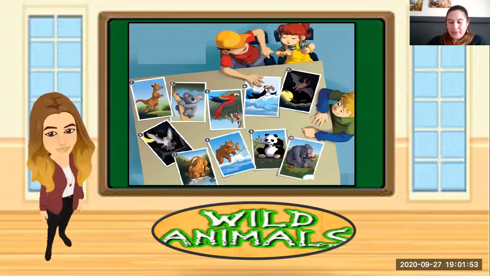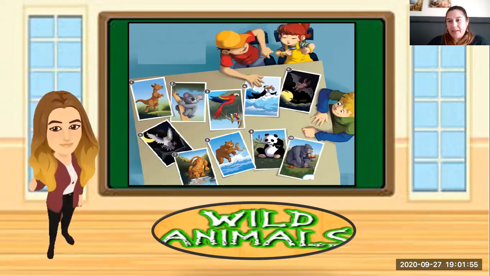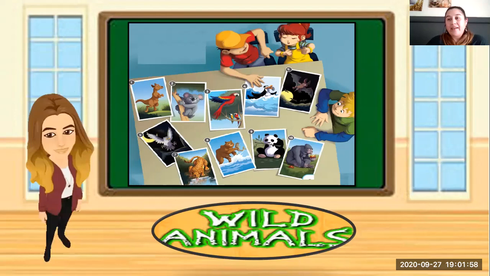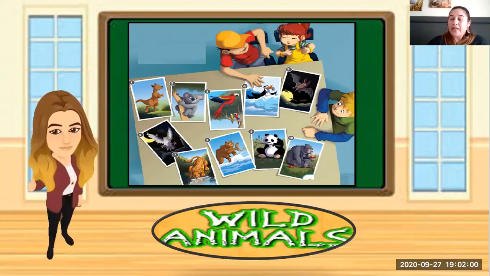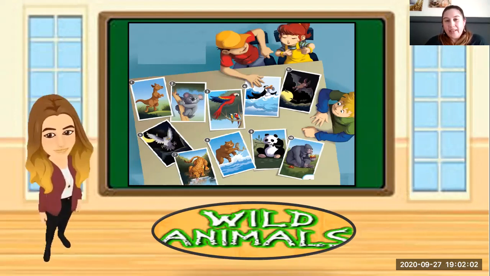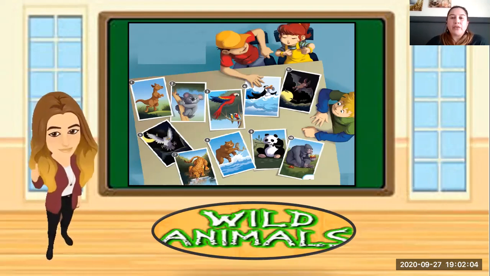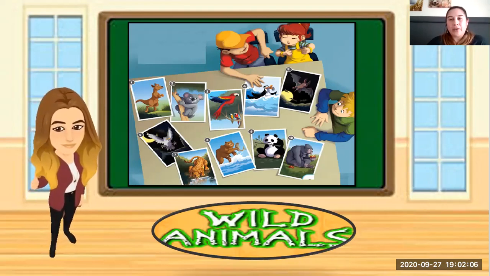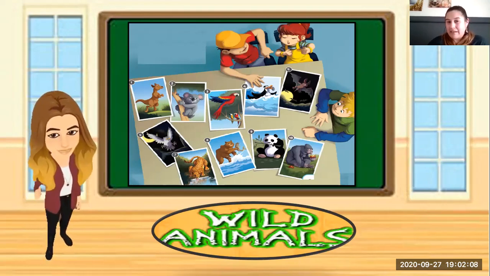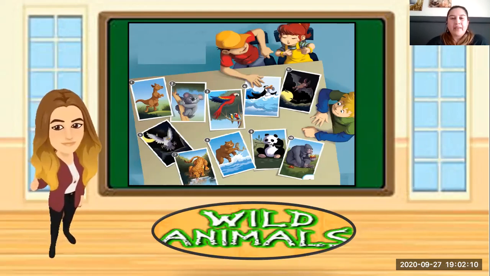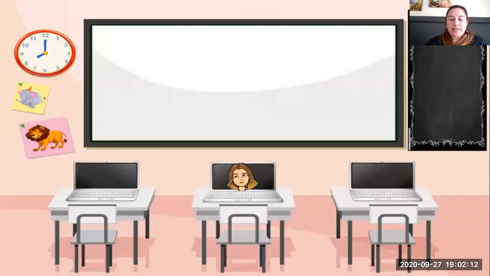Okay, the kids were talking about the animals and they were giving characteristics to guess what animal they were speaking about. Now, pay attention. Please write the vocabulary in your notebook.